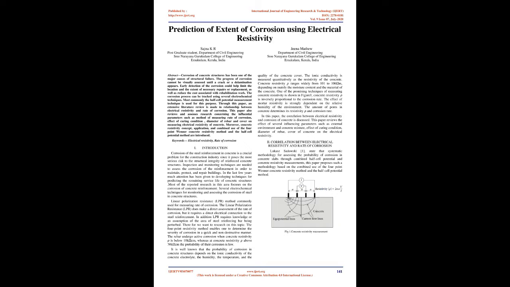Abstract: Corrosion of concrete structures has been one of the major causes of structural failure. The progress of corrosion cannot be visually assessed until a crack or delamination appears. Early detection of the corrosion could help limit the location and the extent of necessary repairs or replacement, as well as reduce the cost associated with rehabilitation work.